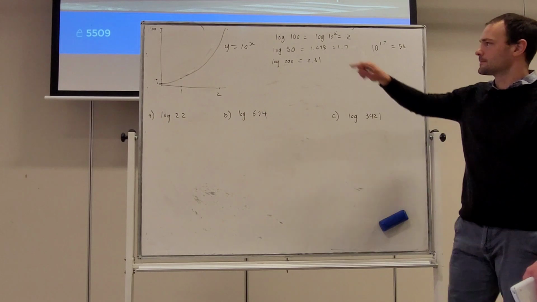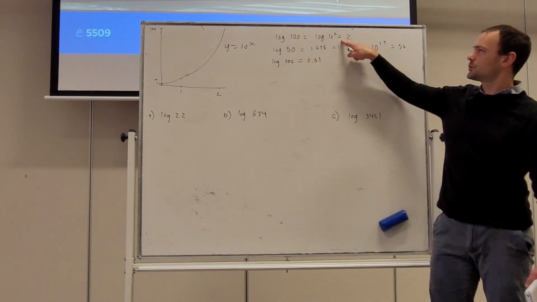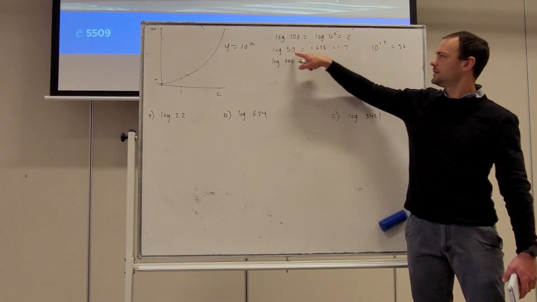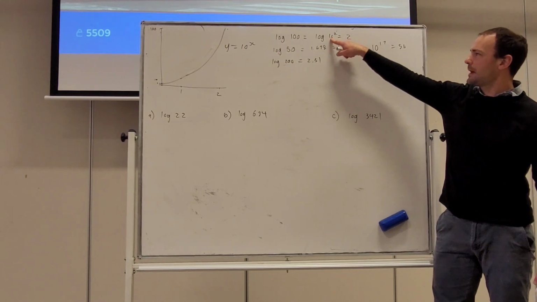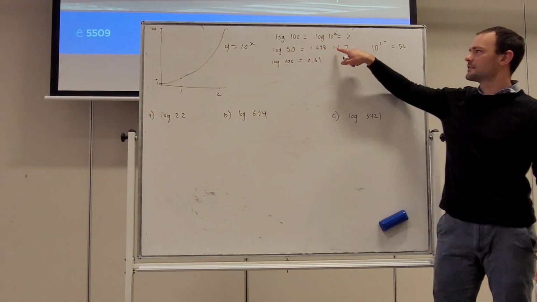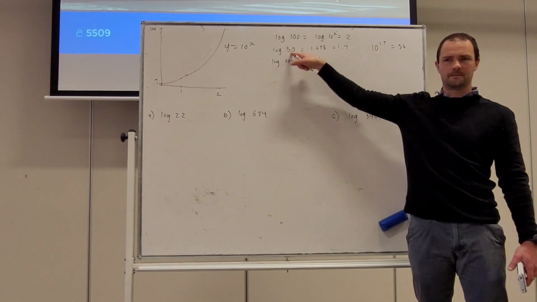Okay, so here's what it means. Log of 100 is 2. Log of 50 is 1.7. 10 to the power of 2 is 100. 10 to the power of 1.7 is 50.